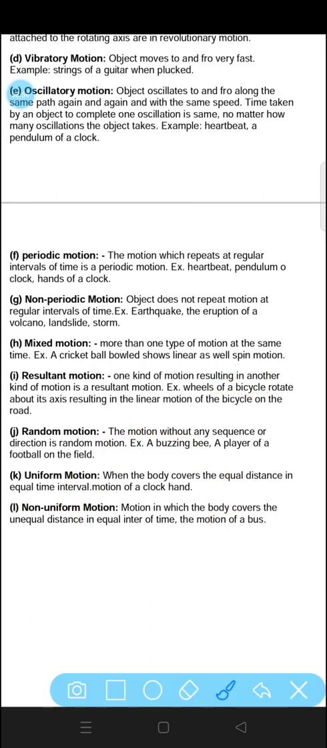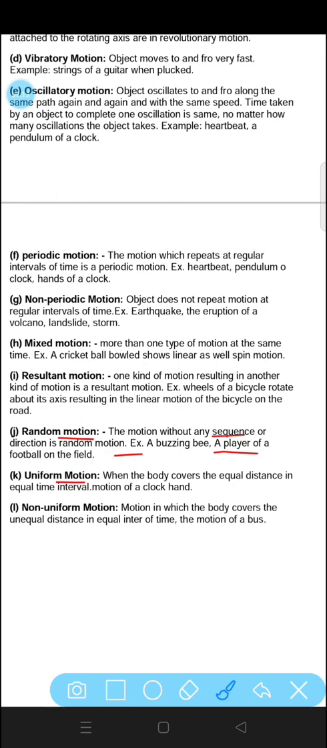Next one is random motion. The motion without any sequence or direction is called random motion. For example, a buzzing bee, a player of football on the field. This is called random motion. There is no sequence or direction of this motion.